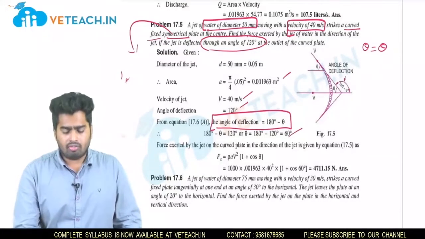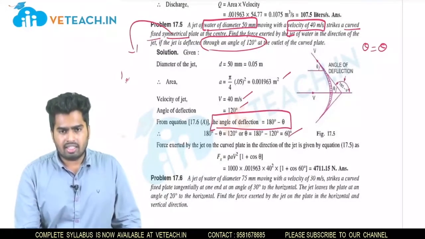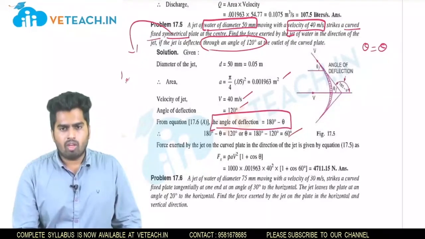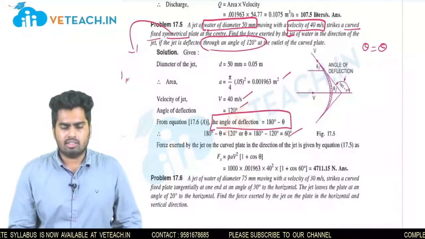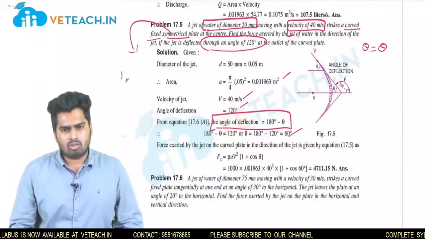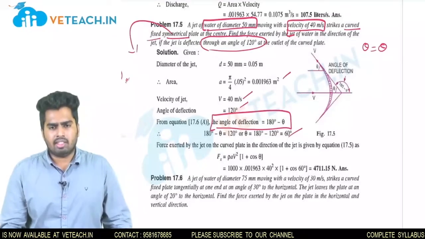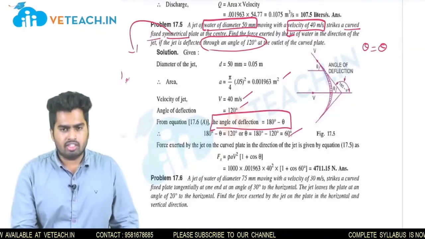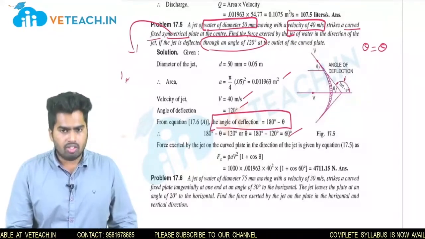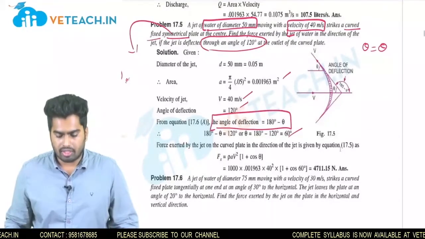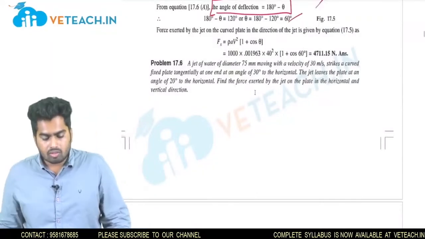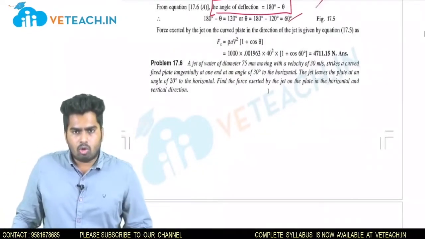We all know for a curved plate which is hit at the center, Fx is equal to rho a v square (1 plus cos theta). Here rho is 1000, a is the area of the jet, v is the velocity of the jet, and theta is the angle between the jet and the plate, which is 60 degrees as we solved. If you substitute everything, we will get Fx as 4711.15 newtons.